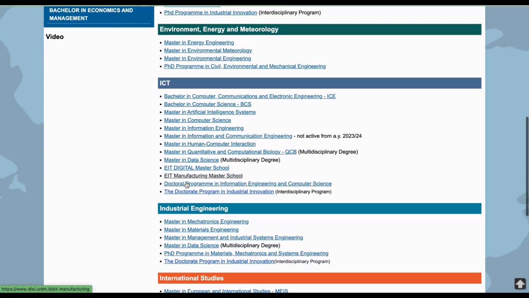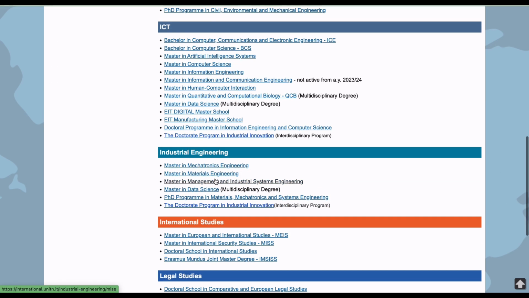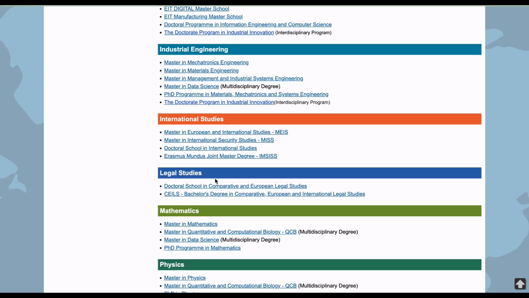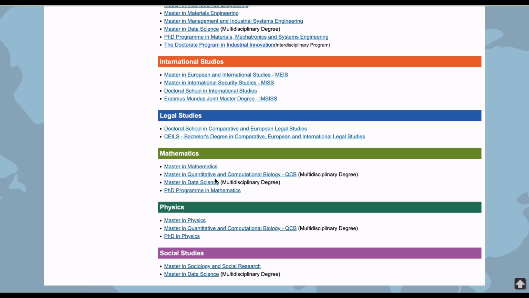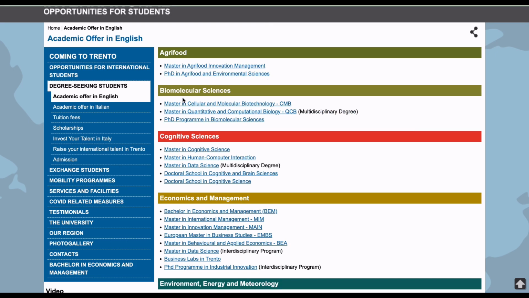ICT, then you go down industrial engineering, then international studies, legal studies, mathematics, physics, and social sciences. After you're done checking it and you're sure of the program you want to go with, now let me show you where to go and apply.